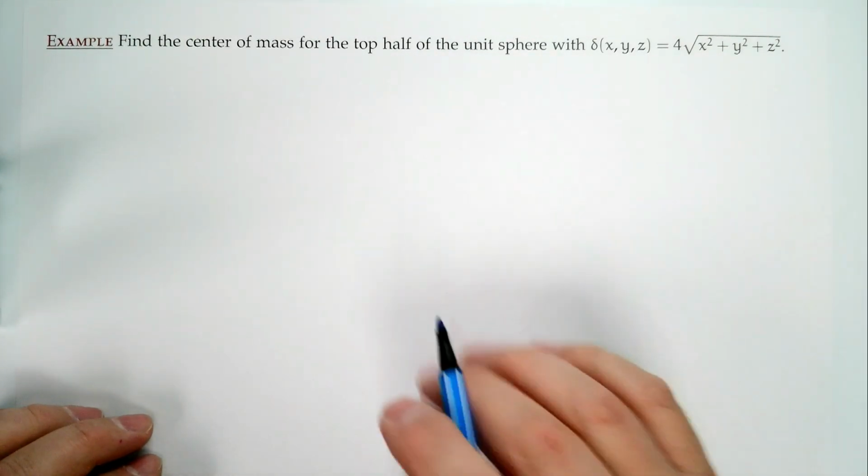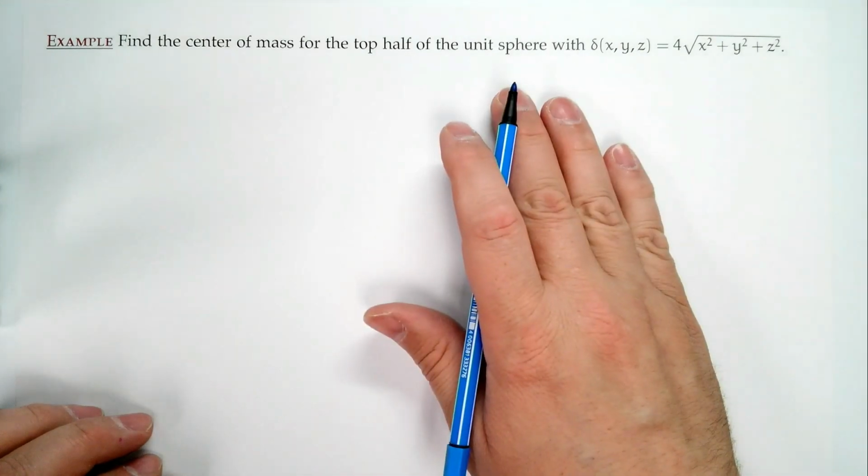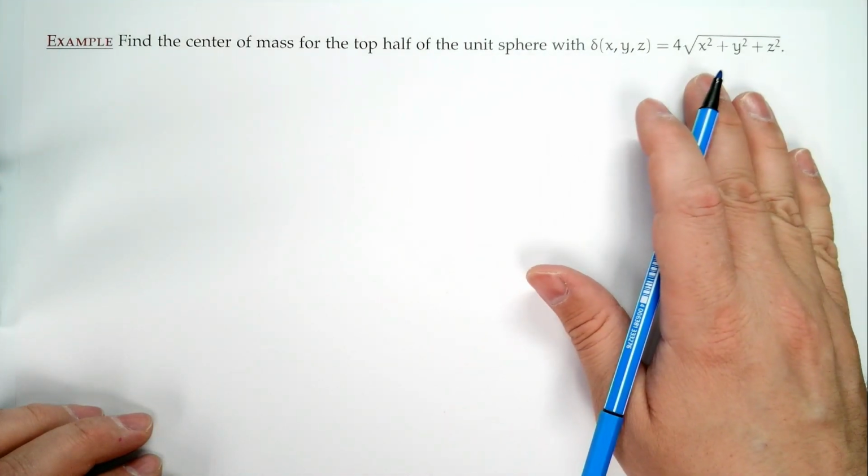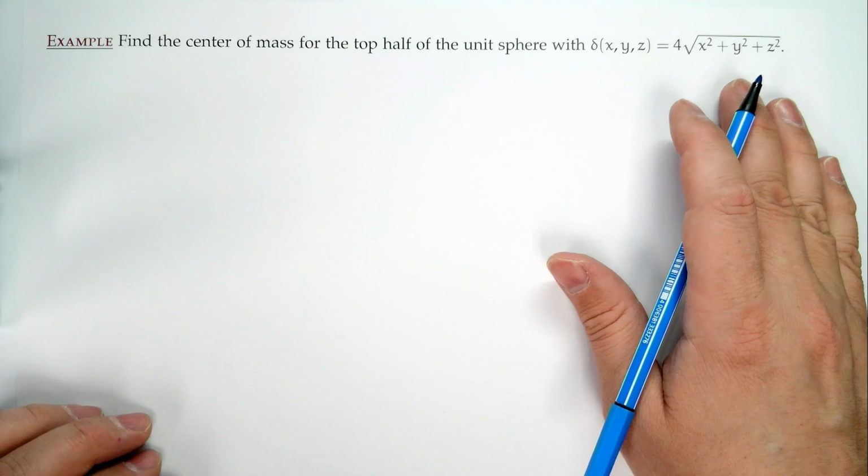So here we go. Find the center of mass for the top half of the unit sphere where the density is 4 times the square root of x squared plus y squared plus z squared.